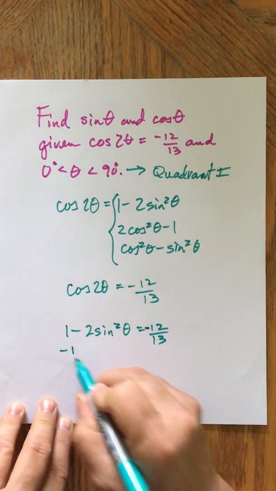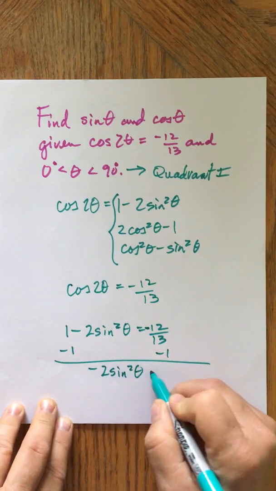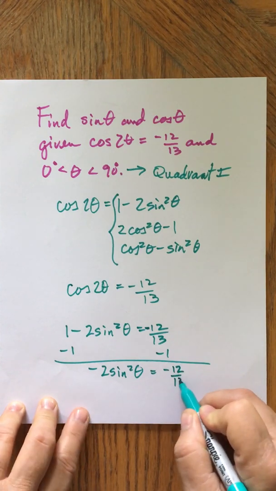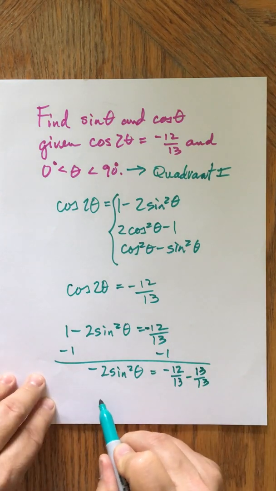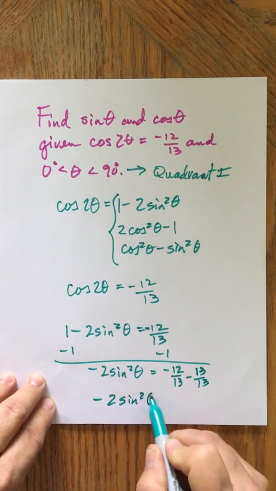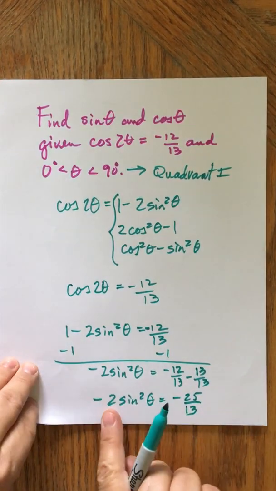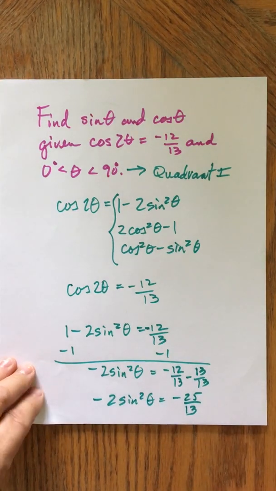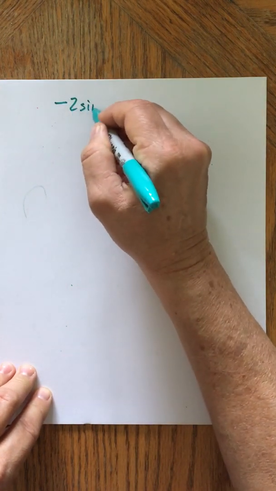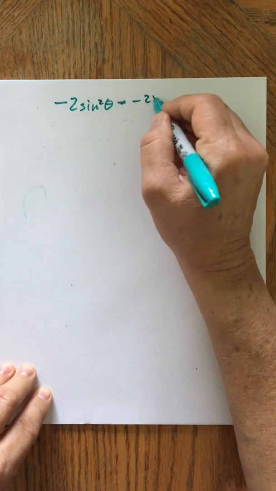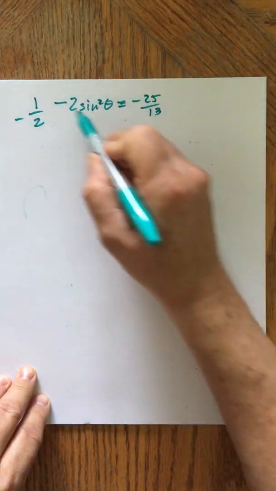So what I want to do here is subtract 1 from both sides, right? So I'm going to have negative 2 sine squared theta equals, well, now I'm going to have negative 12/13 minus 13/13, to get it in the right form. So now I finally have negative 2 sine squared theta is negative 25/13. Now, I still have to multiply by negative a half. So let me rewrite what I had up here. Negative 2 sine squared theta is negative 25/13, right? So now I'm going to multiply by negative a half.